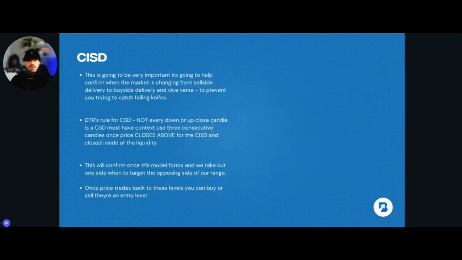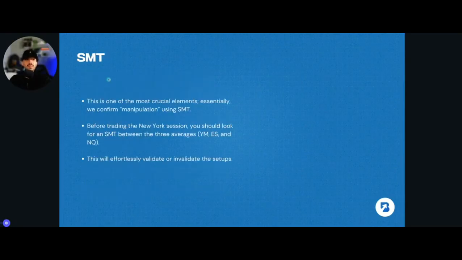So this will confirm, once the model forms, we take out one side of the range, when to target the opposing end of our range. So you're not guessing. If price takes out one side, you're not guessing whether to buy or sell to target the opposing end. This gives you the context you need. Again, once price trades back into these levels, you can buy or sell as they act as an entry level. Now we're going to go over SMT and why it's so crucial.